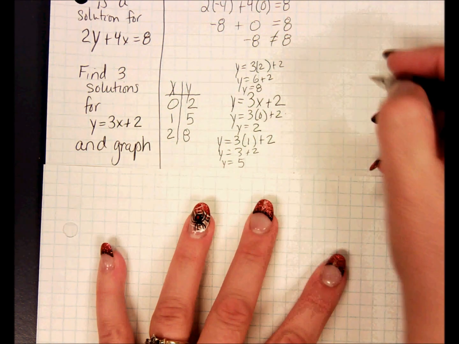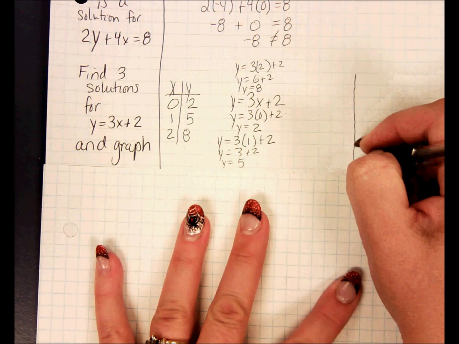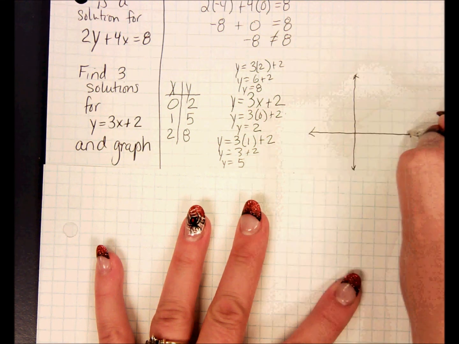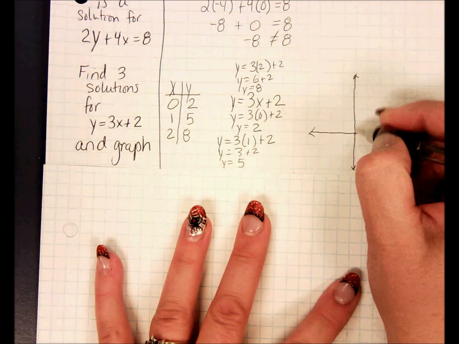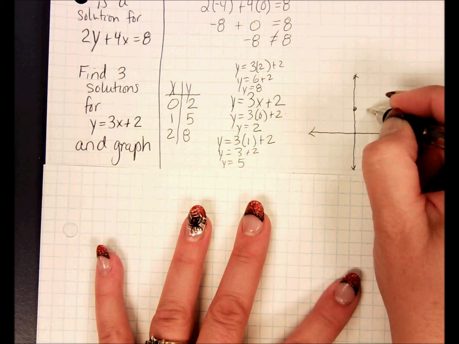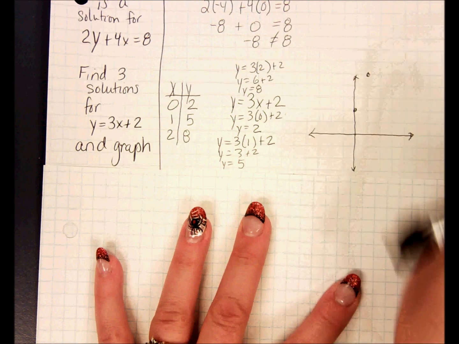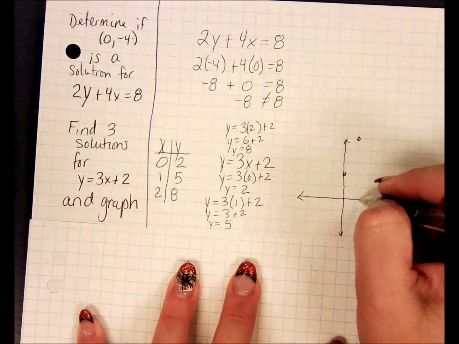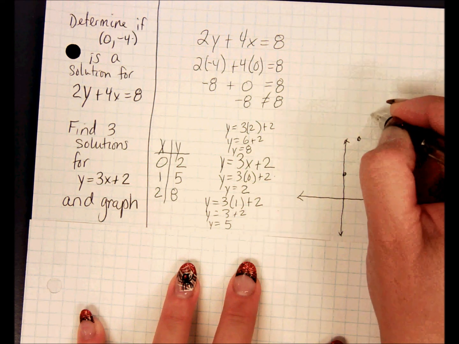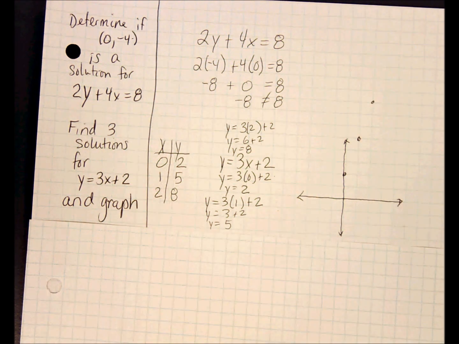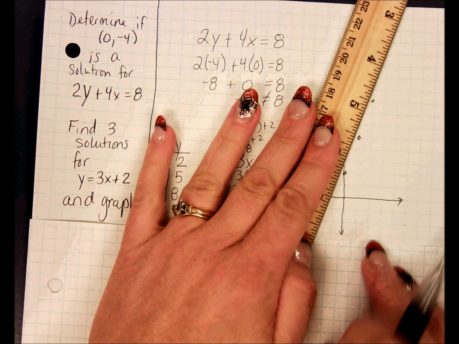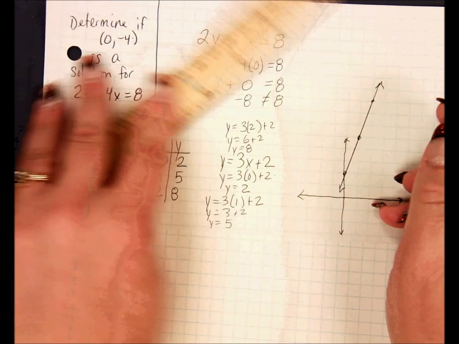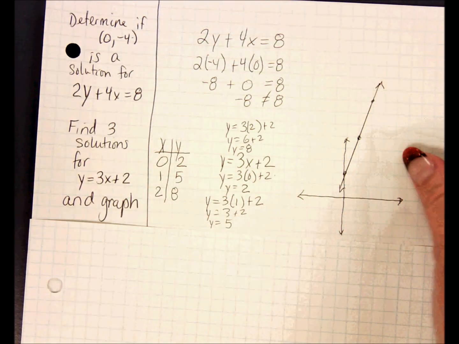And all I'm going to do is draw a graph. I'm going to do 0, 2 puts me here, 1, 5. And then the last one's kind of off my chart here, but we'll make it work, is 2, 8. And then you need to use a ruler. And we graphed it. Okay, so finding solutions and graphing.